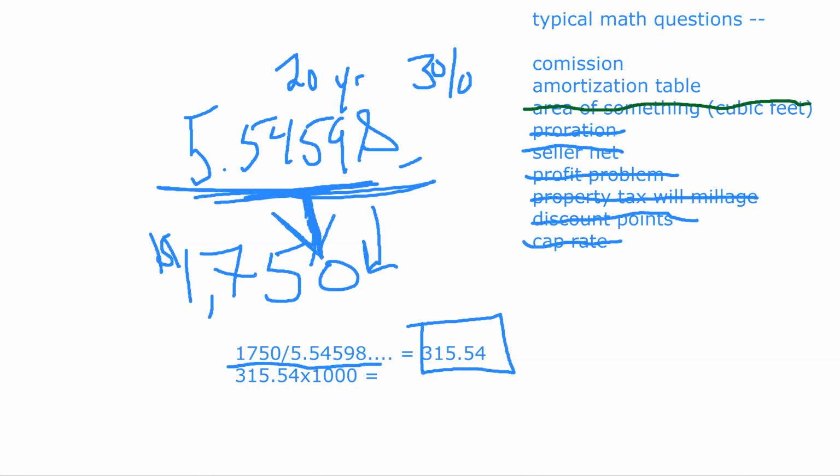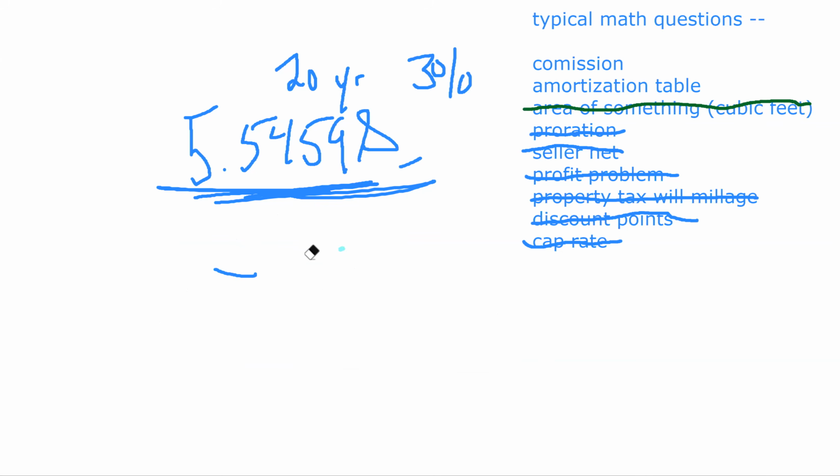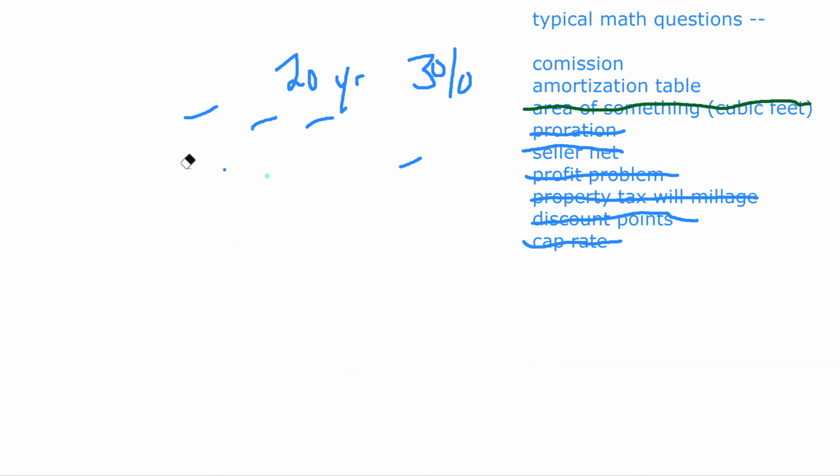Hence why once we figure out how many of them fit into it, we multiply by 1,000. Okay? Because here's the thing. When we find that number from the amortization table, the price of the term of the loan has already been baked into the cake. The interest and principal has already been baked into the cake. So that's the answer right there. It would be 315,540.